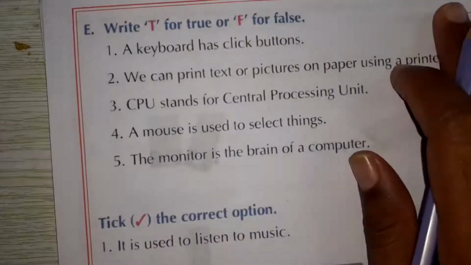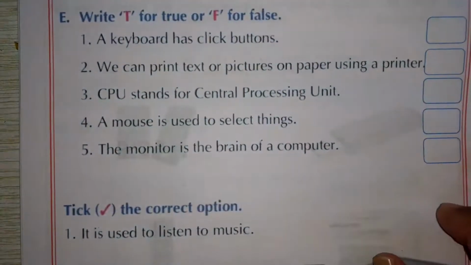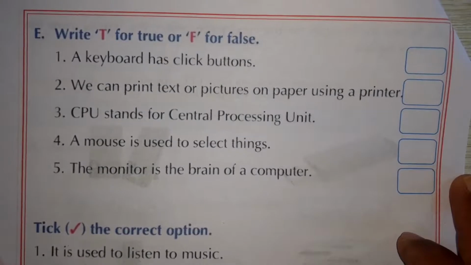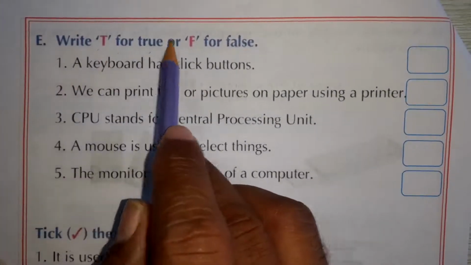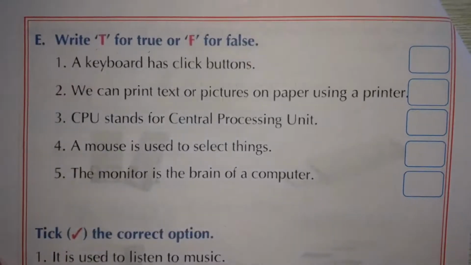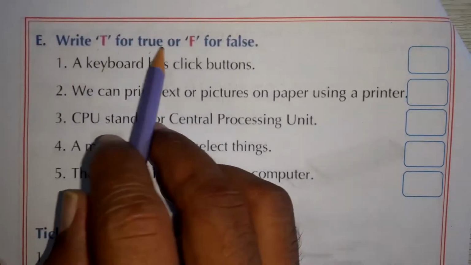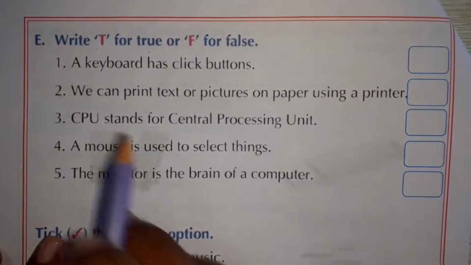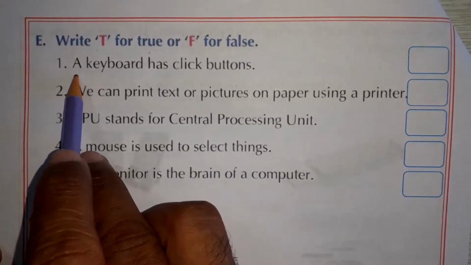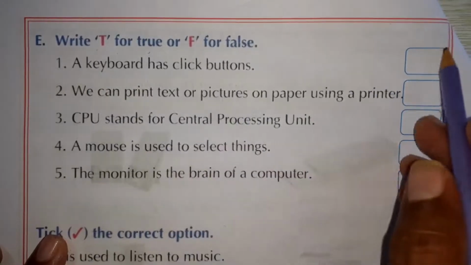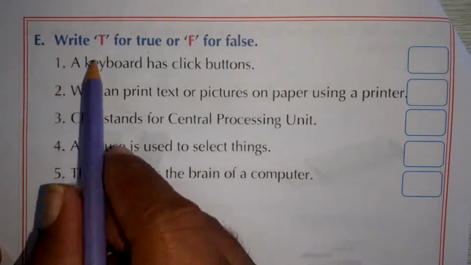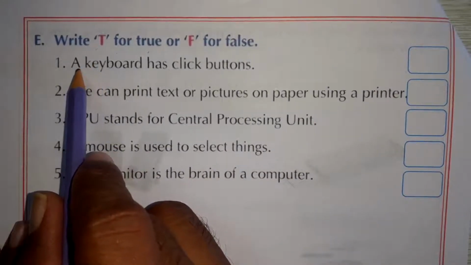On the next page, what you see? A question. What is that question? See. Write T for true or F for false. See, I read the first sentence. This sentence is true or false, that we write here. Okay? Now, read first sentence.